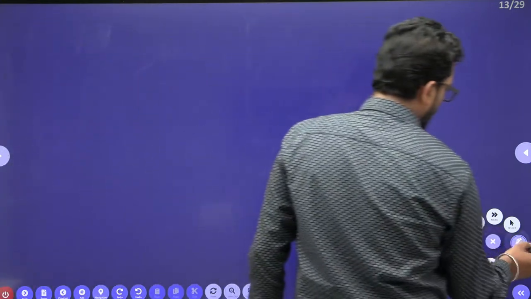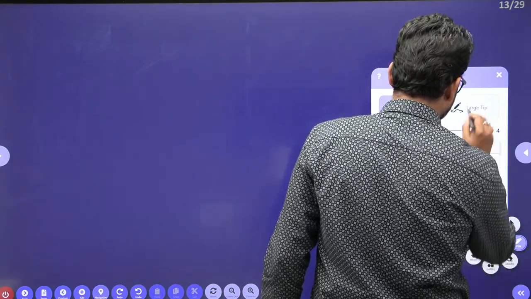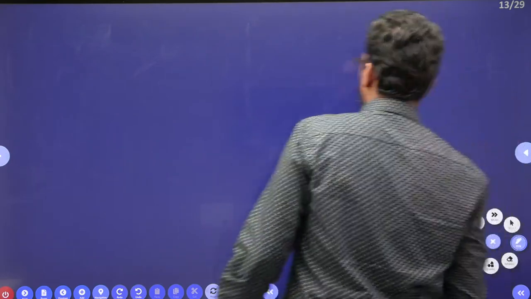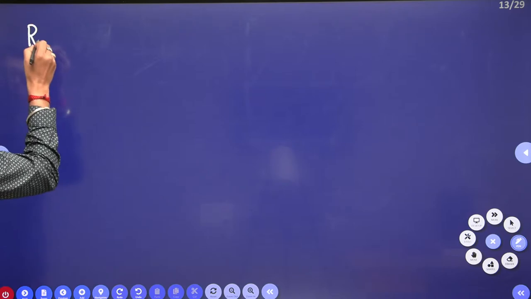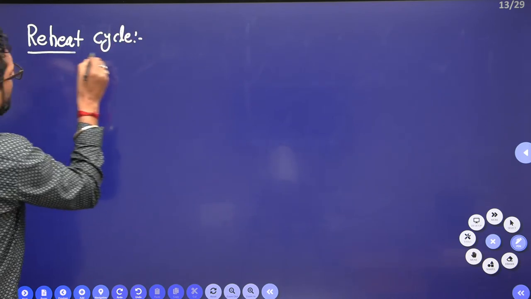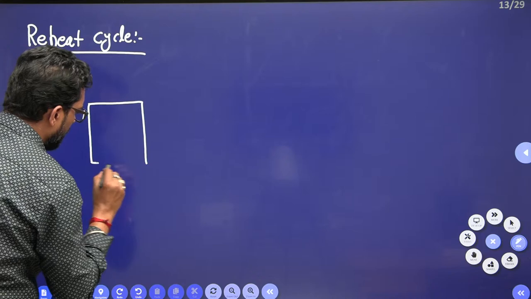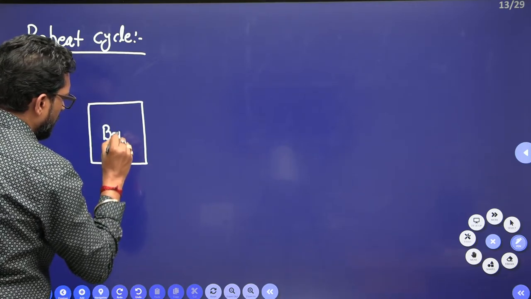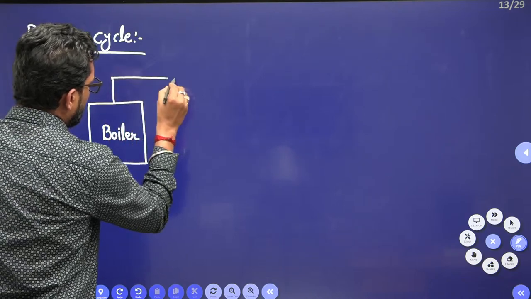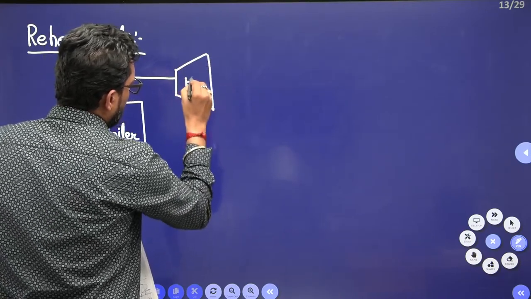Very important. Reheat cycle. There is a boiler, and from the boiler steam will expand in a turbine known as the high pressure turbine.